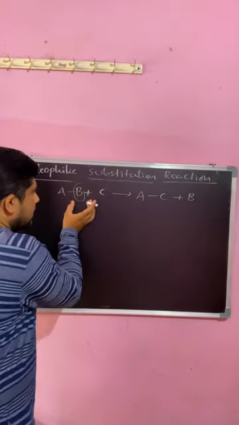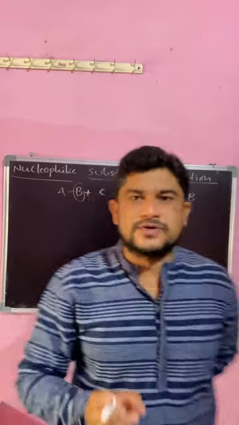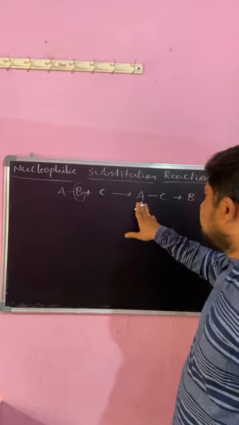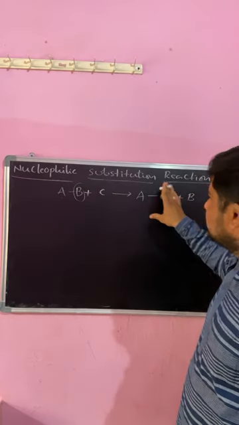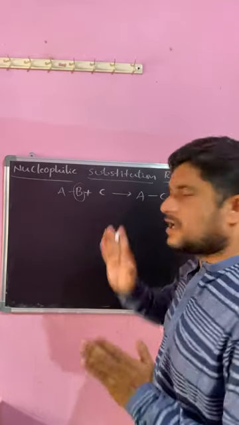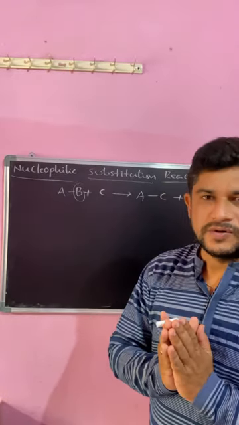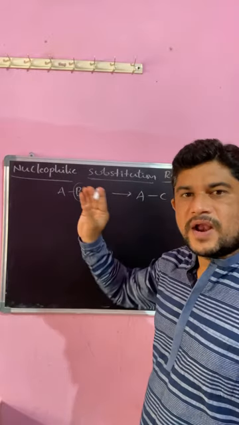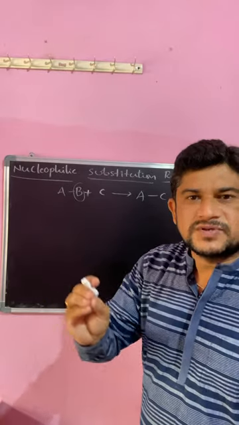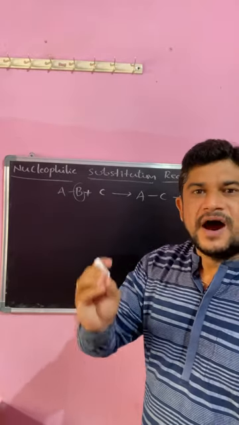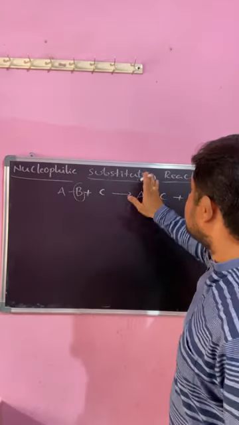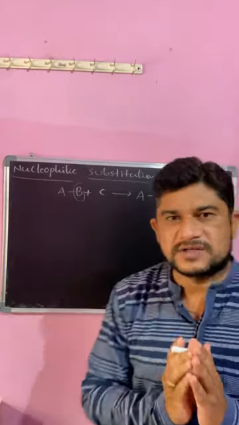So here, the B atom gets replaced by the C atom, and the formed product is AC plus B. This type of reaction is called a substitution reaction. In a substitution reaction, one atom or group or ion present in a molecule gets replaced by another atom or group or ion.